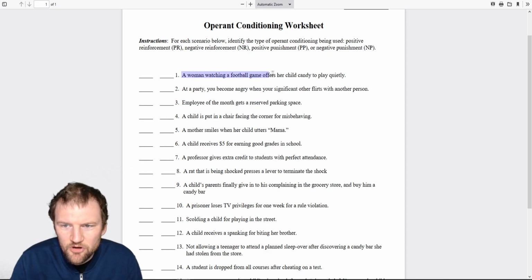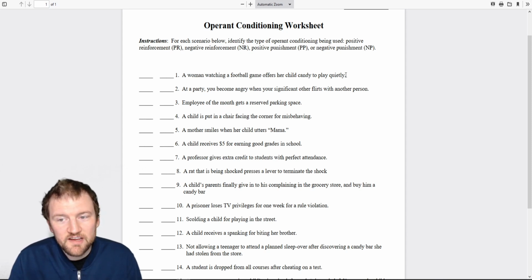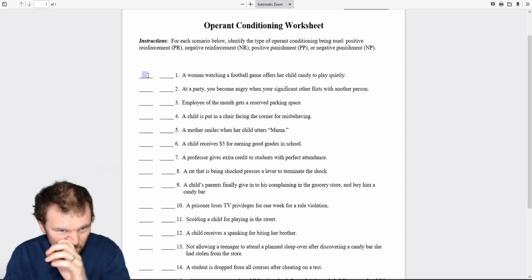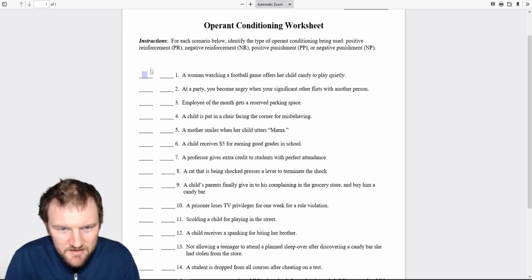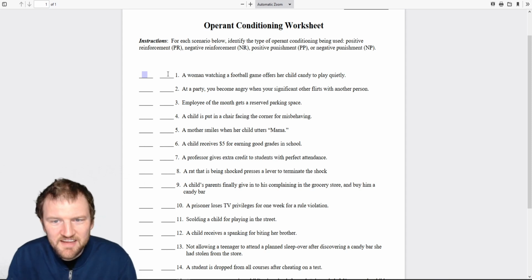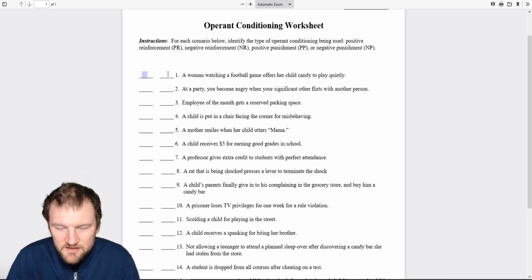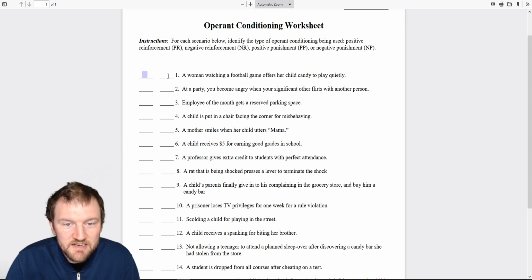So let's look at number one. A woman watching a football game offers her child candy to play quietly. Is something being given to the child or taken away from the child? It's something being given, so the first letter here would be P. I can't write on this with the software I'm using, so I'm just going to leave it blank, but P goes in the first blank. The second blank is either reinforcement or punishment. So you ask yourself, as a result of being given the candy, is that going to make the child play quietly more often in the future or less often in the future? It's probably going to increase the play quietly behavior. So that would be positive reinforcement.